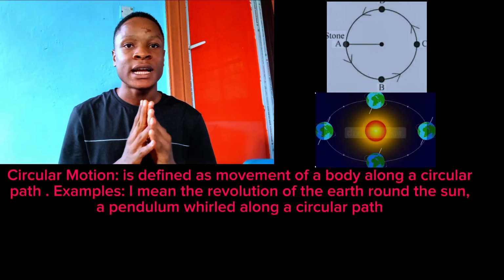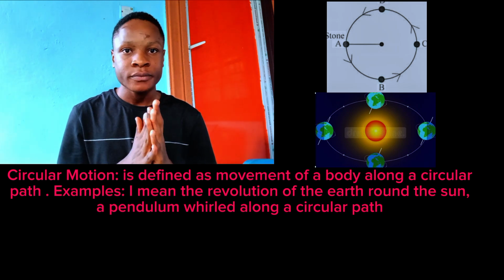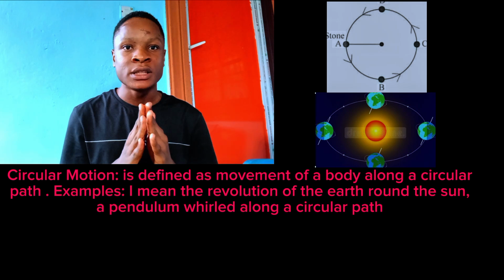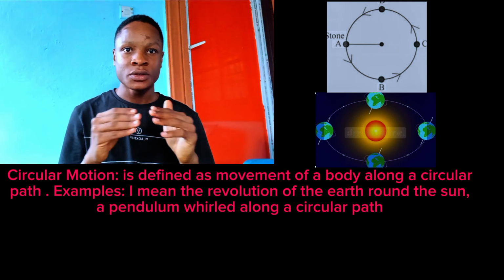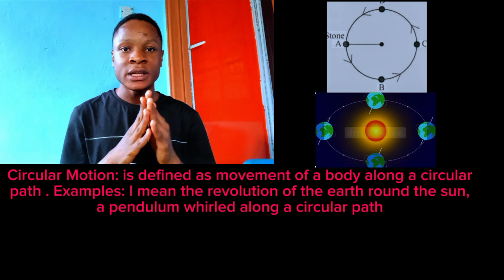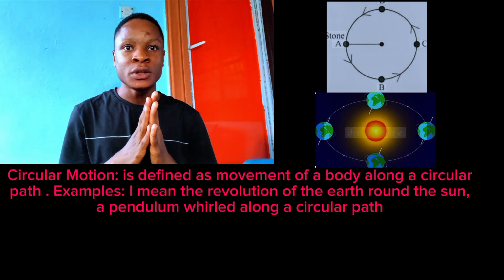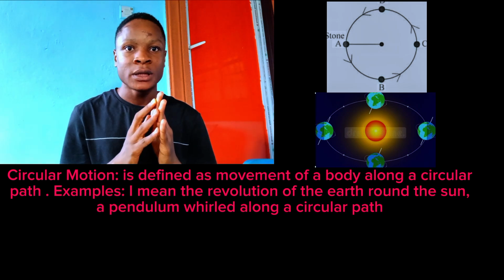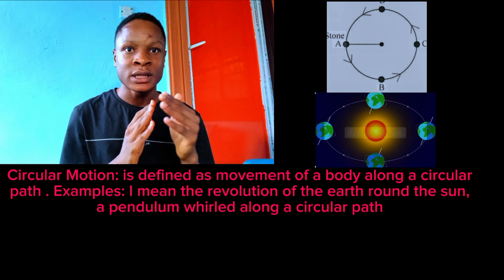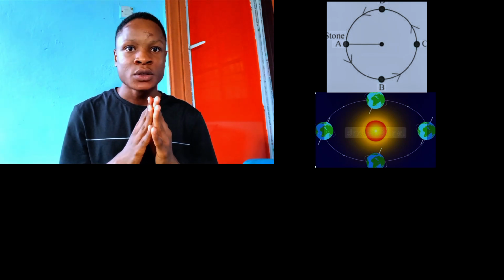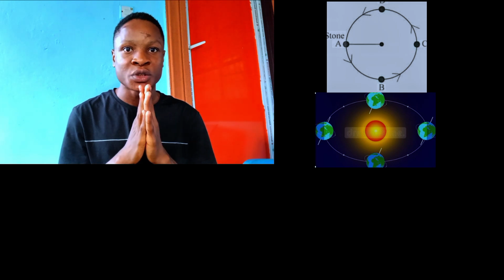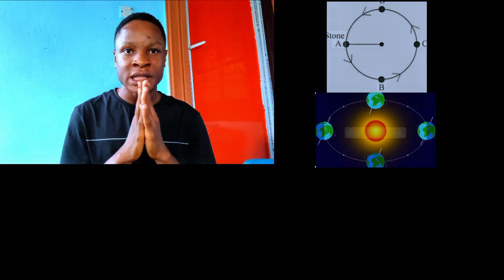Now we are going to go to circular motion. Circular motion is defined as a type of motion in which the body moves in a circular path. Look at the revolution of the earth around the sun. The earth is moving in a circular form around the sun. Also the movement of a pendulum when it is whirled around in a circular path is circular motion. To identify this type of motion, you have to know if the body is moving in a circular path.